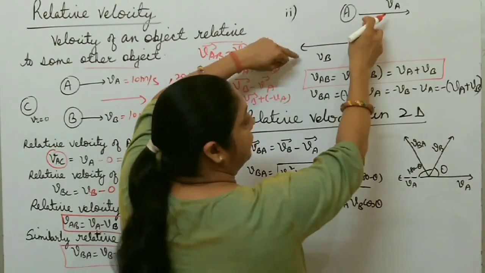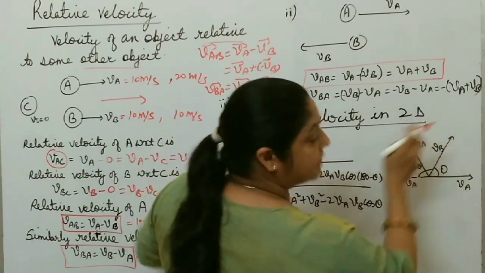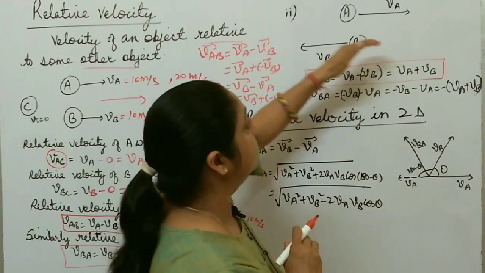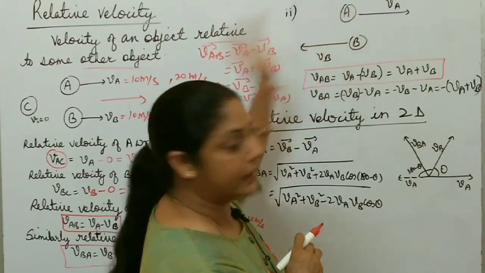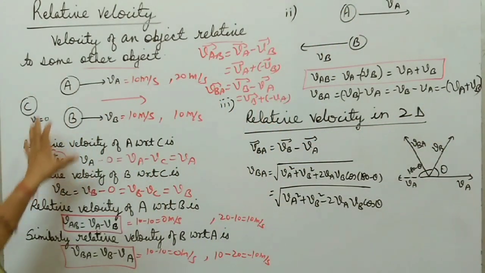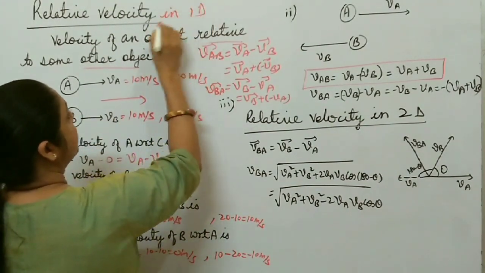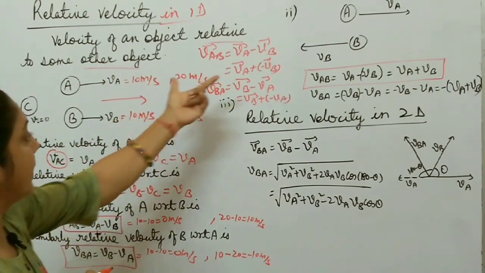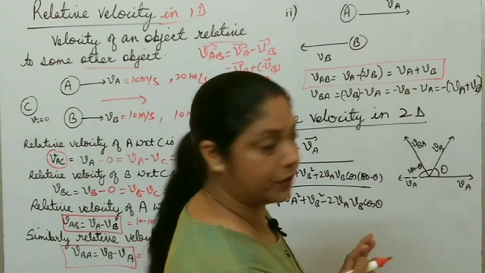And velocity of B with respect to A: B is moving away from A. So velocity of B with respect to A becomes negative of VA plus VB. For A, it appears that B is moving away in the negative direction, so negative of VA plus VB. So these are the two cases in one dimension. These are about relative velocity in one dimension, right? When the objects are moving in the same direction, you just subtract the two velocities. When the objects are moving in opposite directions, you just add the two velocities, right?